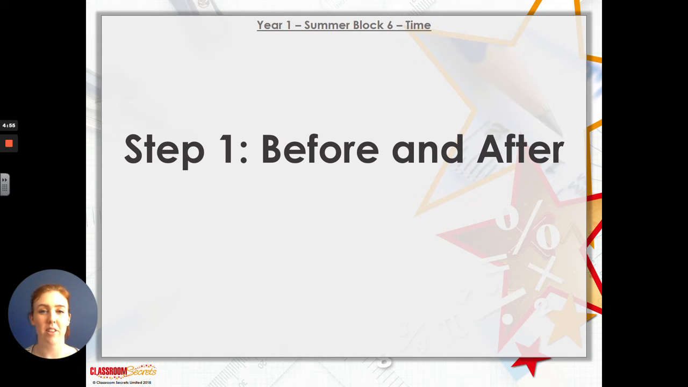This week we are going to be looking at time, and today we are going to be looking at events that happened before and events that happen after.